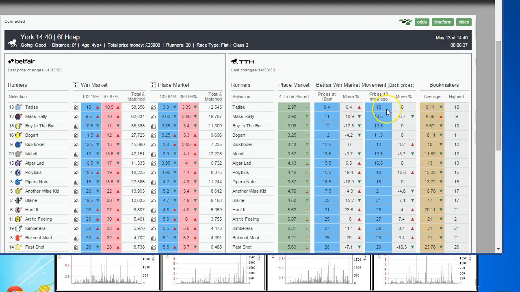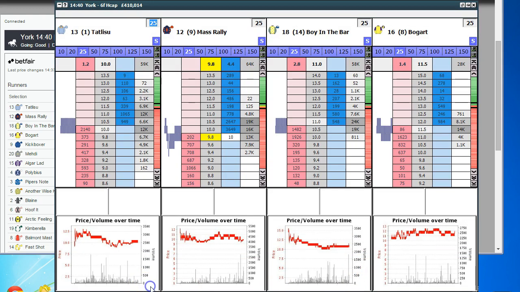It's not done anything over the last 10 minutes, so it stayed fairly static. The bookmaker price is suggesting that it would come in as well. So they're starting perhaps to cut the prices on that particular selection as well. So this might be an opportunity to get in and actually back the favourite.